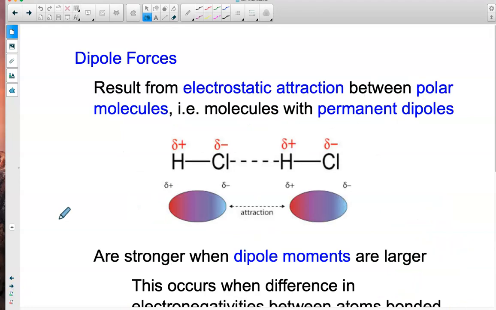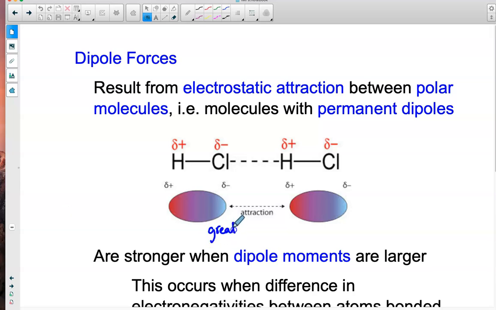So the next type of intermolecular force I want to talk about is dipole forces. And these forces result from the electrostatic attraction between polar molecules, which are molecules that have permanent dipoles. So instead of having to induce a dipole, as we do in a nonpolar molecule, something like HCl with 2 different atoms with different electronegativities end up with permanent dipoles. So in this case, the chlorine atoms in both of the bonds are pulling on the electron density more strongly. So the electron density is towards that end of the molecule.